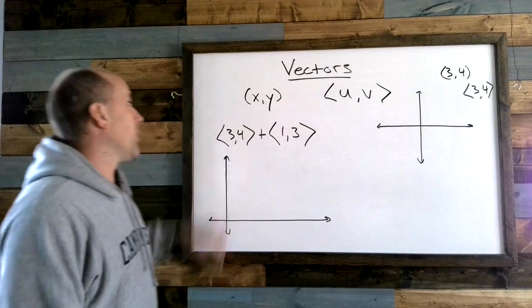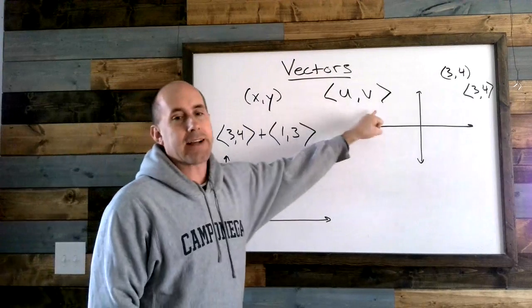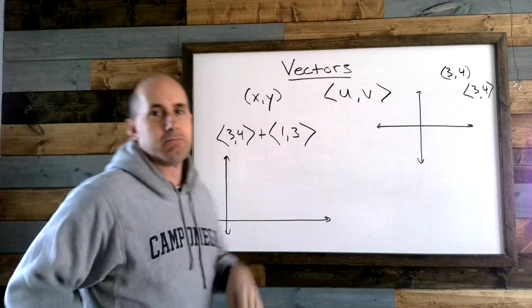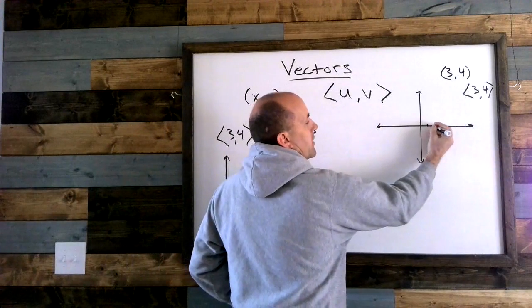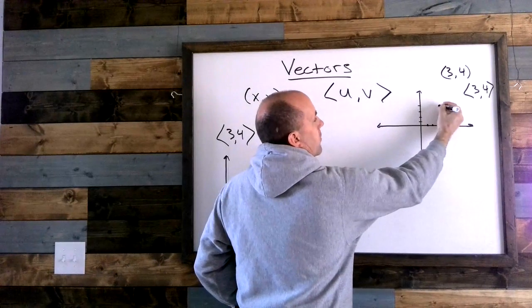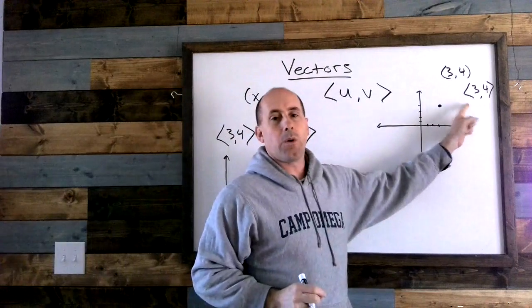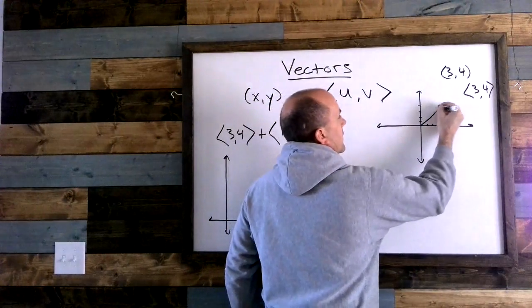What is a vector? Well, this is a coordinate: (x, y) is a coordinate. A vector has brackets like these, okay? Let me give you a couple of different examples of a vector. If you would plot the coordinate (3, 4), you go over 3 and up 4, and that would be the coordinate (3, 4). But vector ⟨3, 4⟩ is slightly different. Vector ⟨3, 4⟩ looks like this.